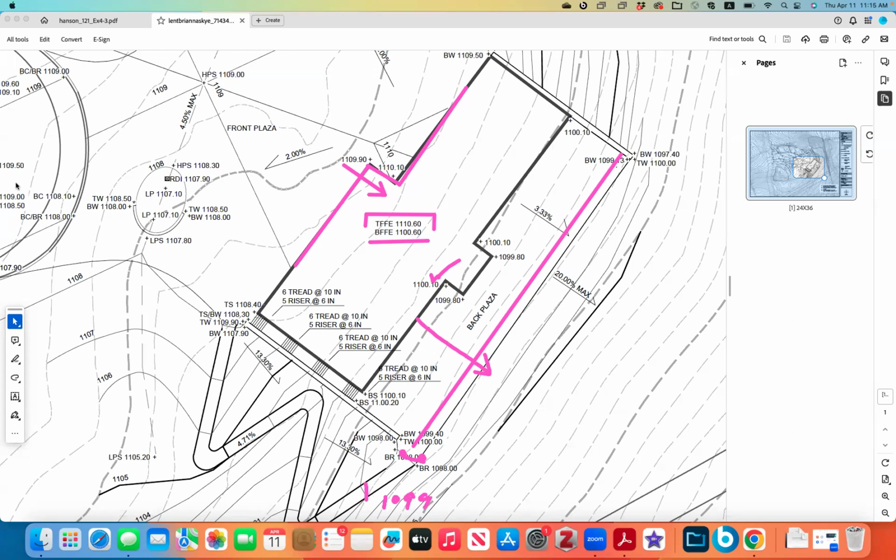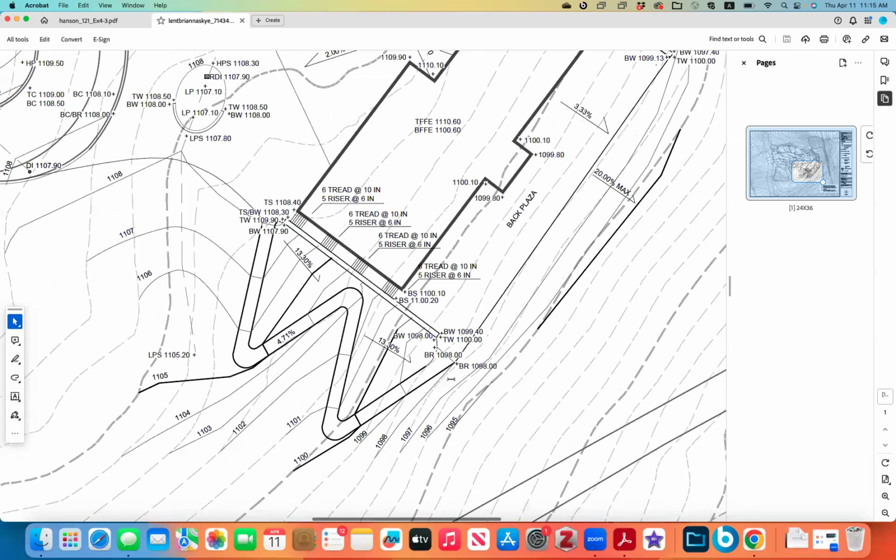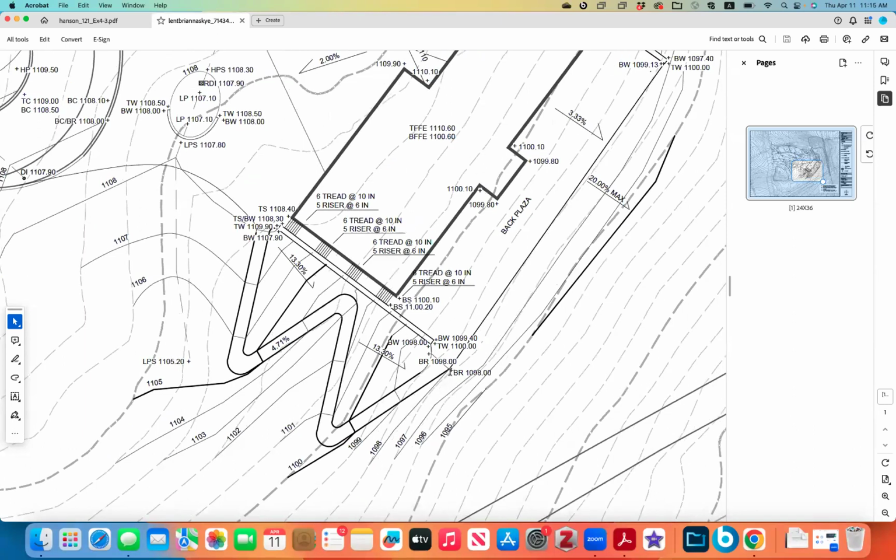So let me zoom out a little bit again and see if at least we have the correct contour number, okay? So that seems correct. No, actually this should be close to 1099 based on this elevation. Okay. I don't think we'll drop down to 1098. All right. So we're one contour off here. And so your 1099 should be somewhere here. Okay, that's your 1099.